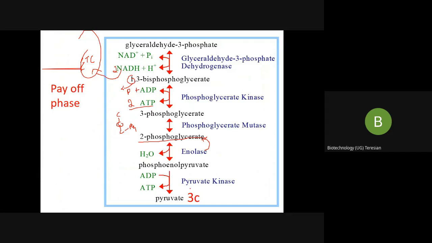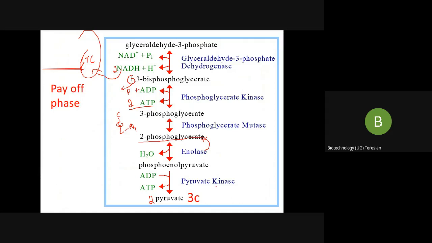Finally, the enzyme pyruvate kinase transfers a phosphate from phosphoenol pyruvate to ADP, making pyruvate. This pyruvate is a 3-carbon compound. From here, everything is 3-carbon compound. So how many pyruvates are formed? 2 molecules of pyruvate are formed.